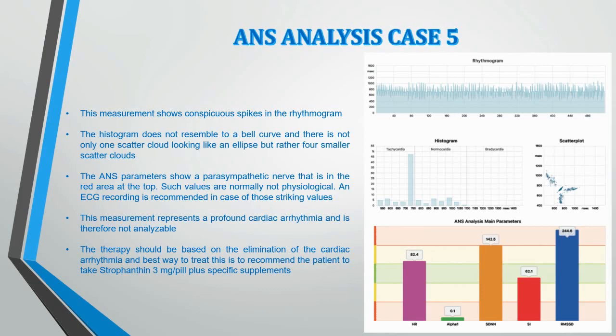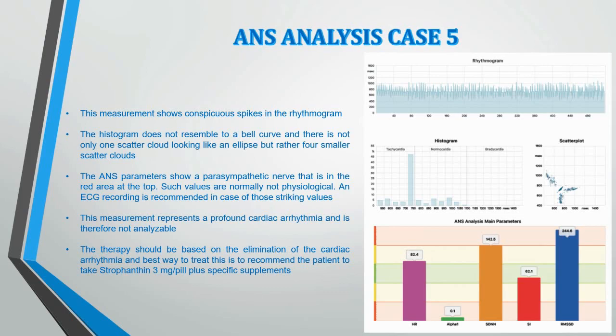The ANS parameters also, if we look at them, show a parasympathetic nerve that is in the red area at the top. Such values are normally not physiological, and ECG recording would be recommended in such a case because we have such striking values, to get more clarity. And this measurement represents a profound cardiac arrhythmia and is therefore not analyzable with such a system, but at least we know in which direction to go.